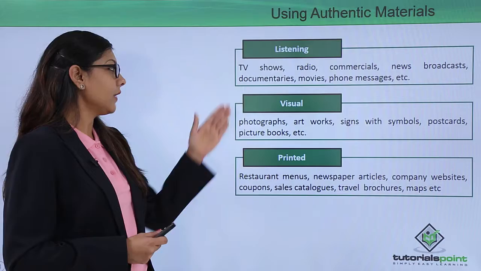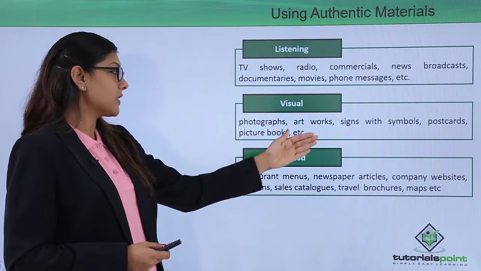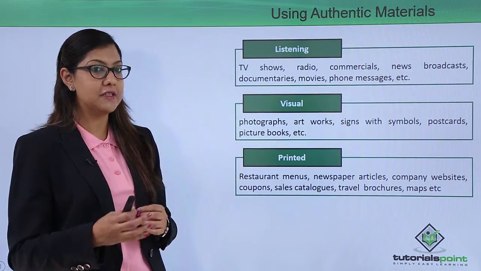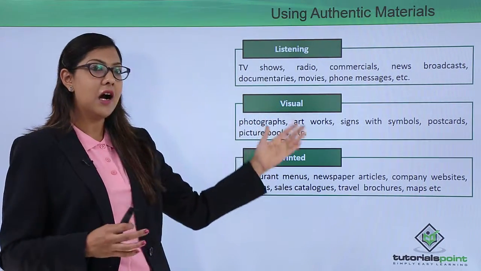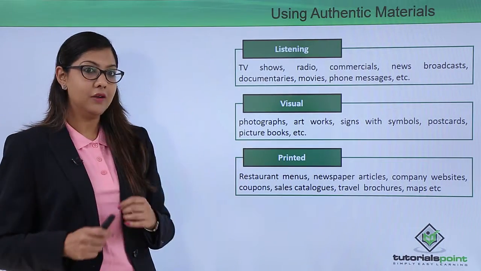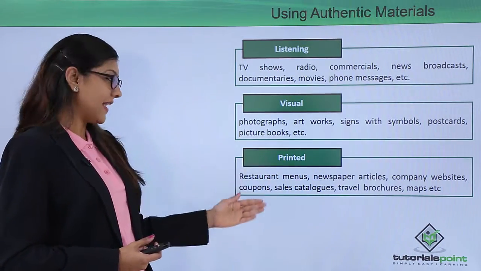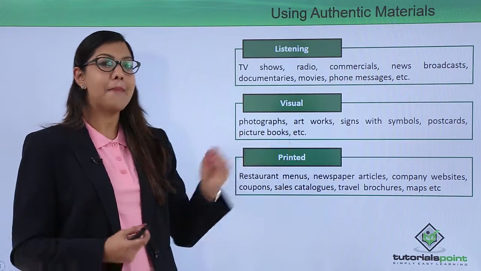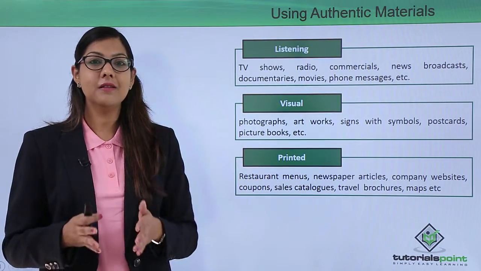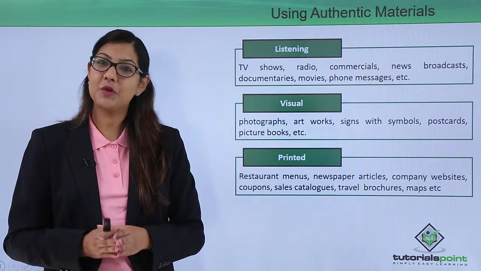Well, visual, it means photographs, artwork, signs with symbols, postcards, picture books, etc. Anything which is visually appealing to your students in terms of storybooks, art, symbols, etc. helps you to teach in a better manner. Printed, well, your restaurant menus, newspaper articles, company websites, coupons, sales catalogs, travel brochures, maps, etc. Students can learn in this way also. Looking at documentaries, catalogs, maps, etc. helps them to learn better.